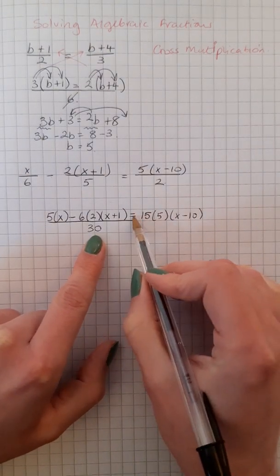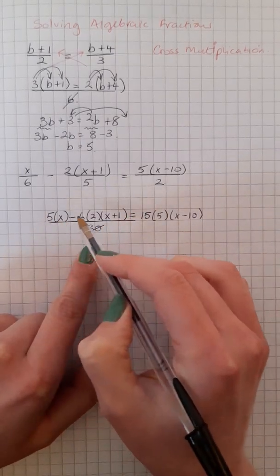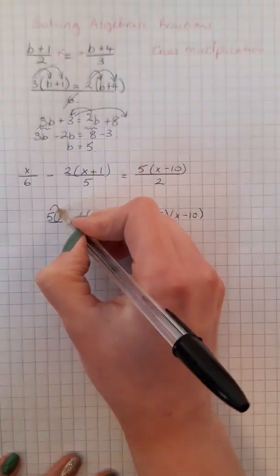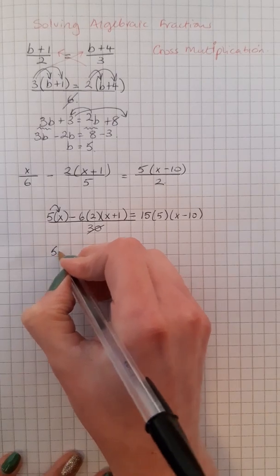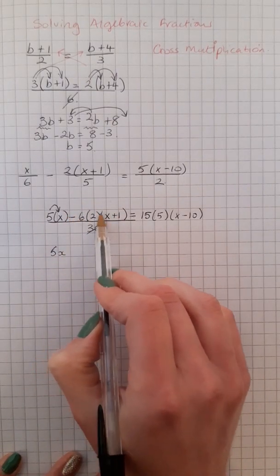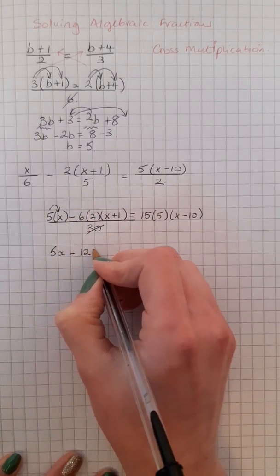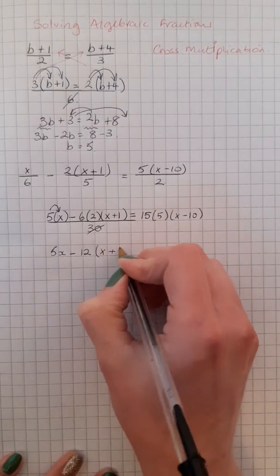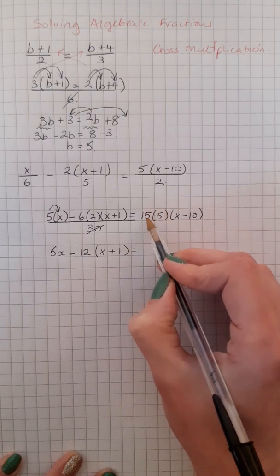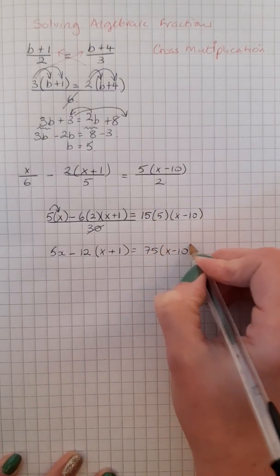Because of the equal sign, the 30 cancels. And we're just left with the numbers on top here that we're going to multiply out and simplify. 5 by x is 5x. Because this is quite long, I'm going to split it in two. I'm going to multiply these two numbers first. So minus 6 by 2 is minus 12, by x plus 1. Again, there's 3 terms here. Just pick 2 at a time. That's 75 by x minus 10.